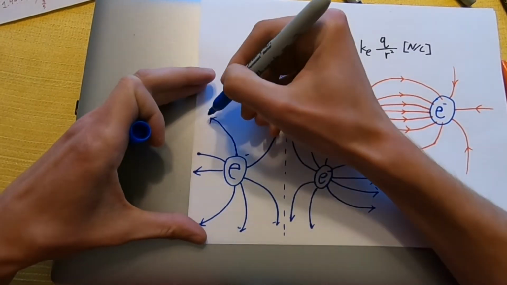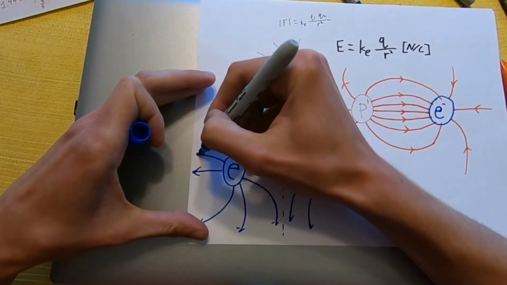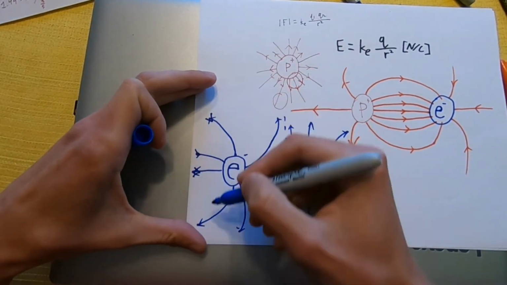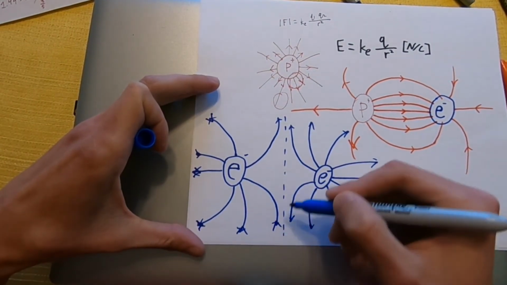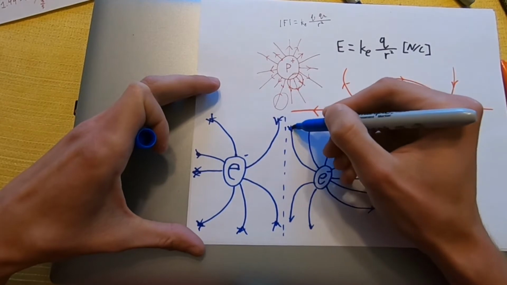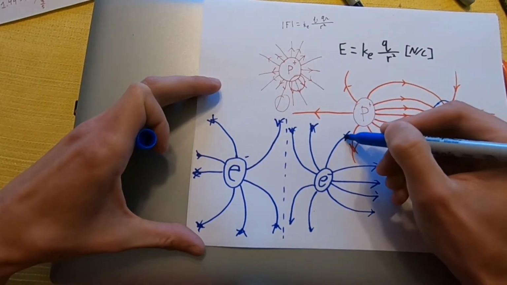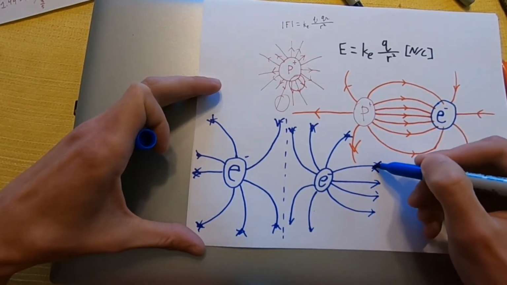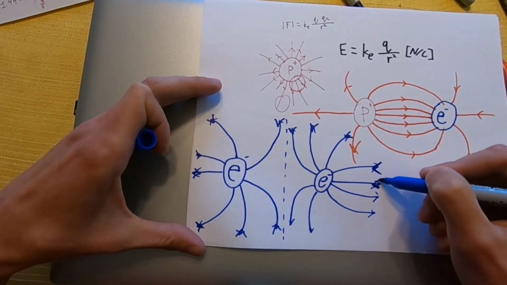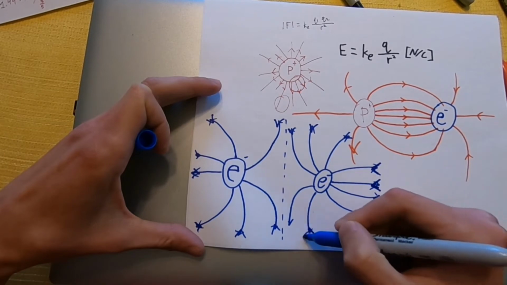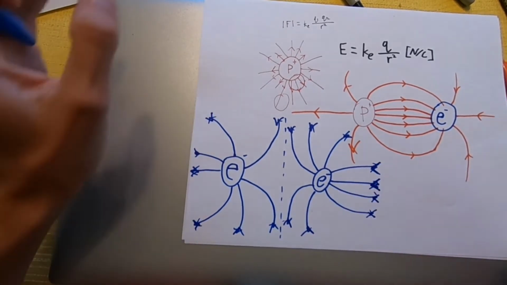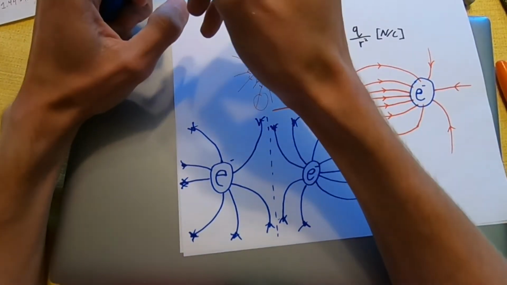Oh, I'm sorry. All these arrows should be pointed the other way. Man, how embarrassing. Yep. So again, because these electrons are negatively charged, all these field lines point toward the charge. Okay, fix that. Anyway.